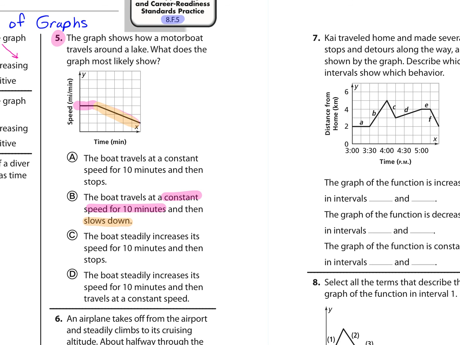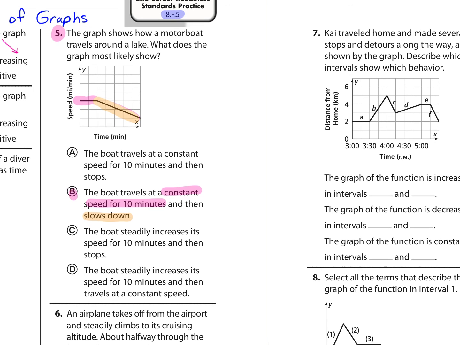C says the boat steadily increases its speed for 10 minutes, but that's not true. D says the boat steadily increases its speed for 10 minutes, and that's not true. It starts at a constant speed and then it slowly drops, so answer choice B.